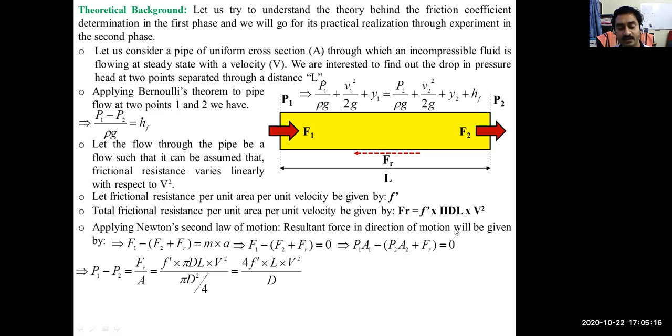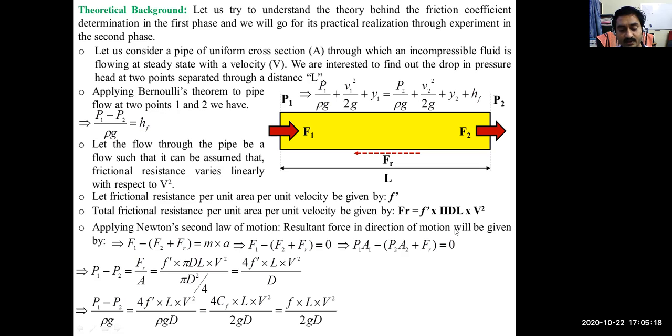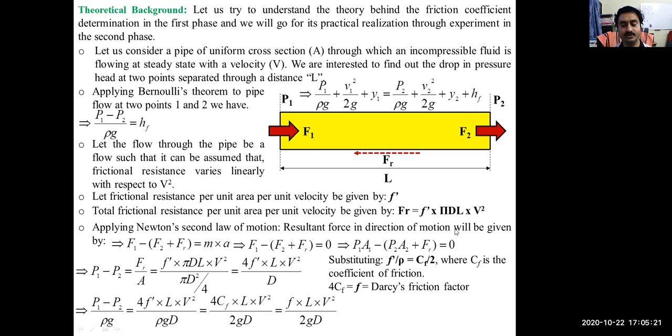I will come to this through this substitution. I can substitute F dash by rho is equal to Cf by 2, where Cf is the coefficient of friction. So if I replace F dash by rho with Cf by 2, I'll have this equation.